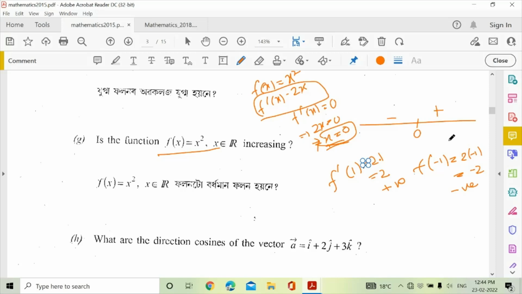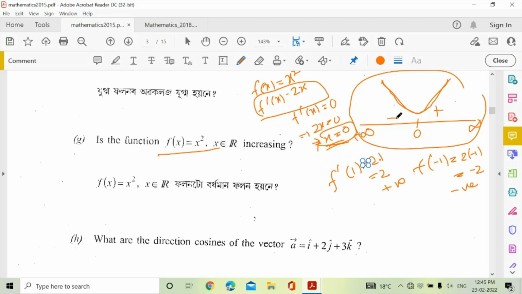At this critical point, the function is changing from a decreasing function to an increasing function. So this is a critical point. If minus means decreasing, then plus means increasing. So in the interval from minus infinity to 0, the function is decreasing, and from 0 to plus infinity it is increasing. But overall, what happened? Increasing and decreasing both. So that's why it is neither increasing nor decreasing.